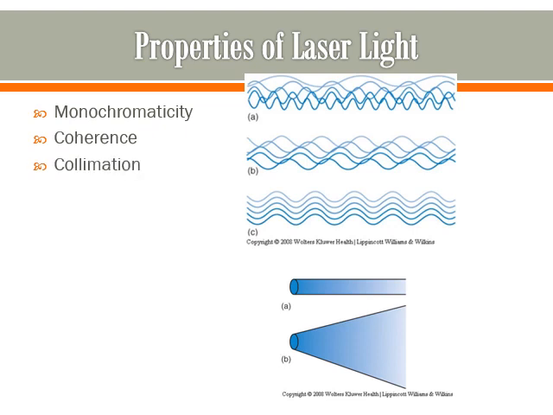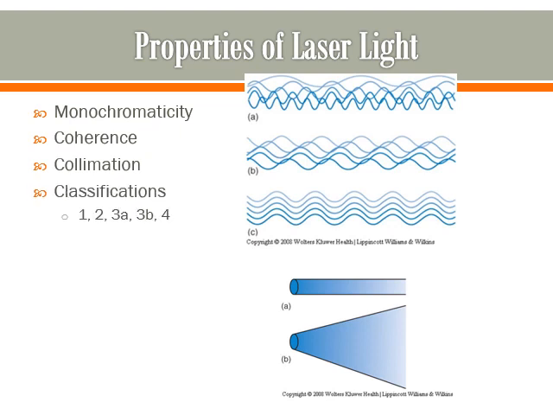Collimation refers to the degree to which the beam remains parallel with a distance. Okay, so if you just took a laser pointer and pointed it at a wall, laser pointer is laser light, that light remains parallel at a distance. It doesn't change. Whereas light from these other sources doesn't remain collimated. It doesn't remain parallel.